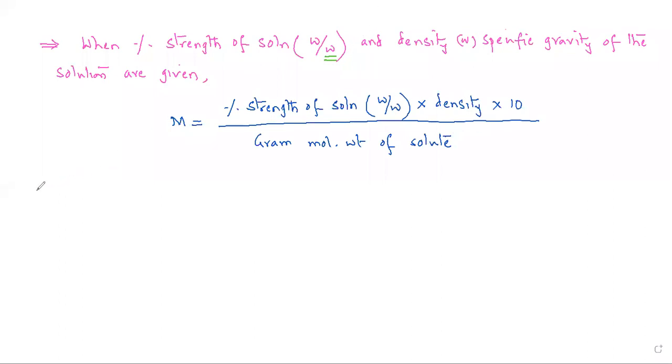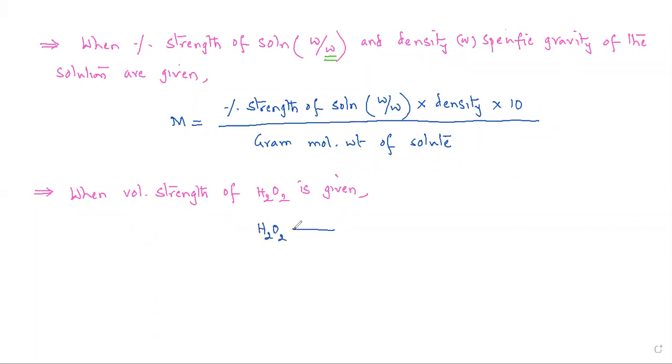Now there is an interesting point, when volume strength of hydrogen peroxide is given. Now, let me tell you what volume strength is. See, in general, concentration of hydrogen peroxide is expressed in volume, right?